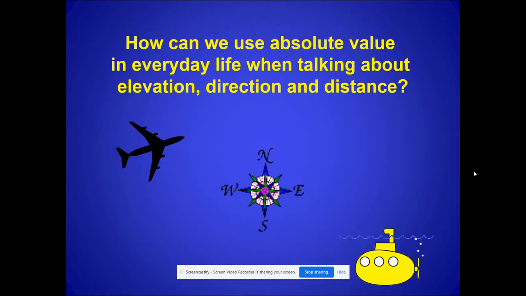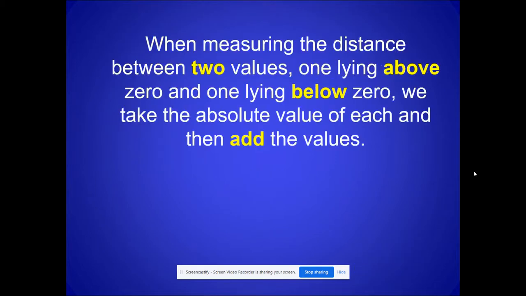How can we use absolute value in everyday life when talking about elevation, direction, and distance? When measuring the distance between two values, one lying above 0 and one lying below 0, we take the absolute value of each and then we add those values together.